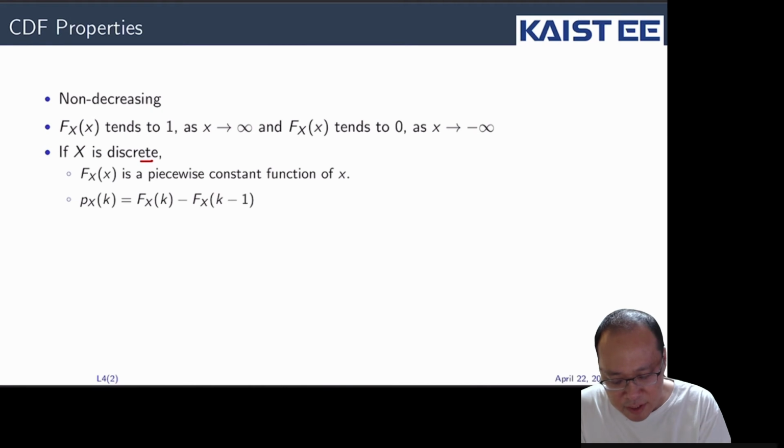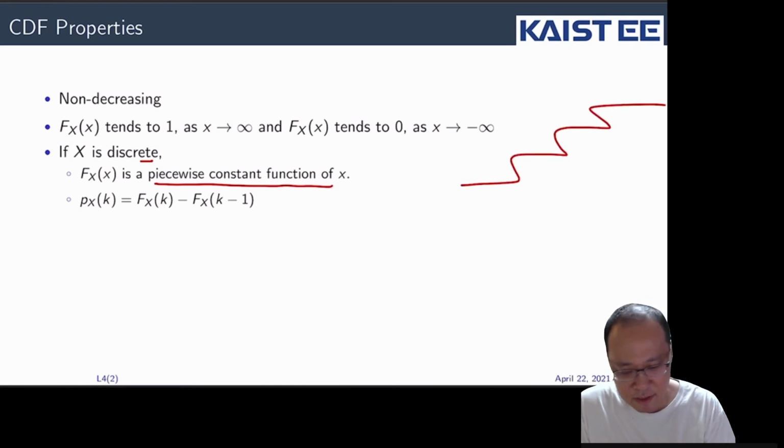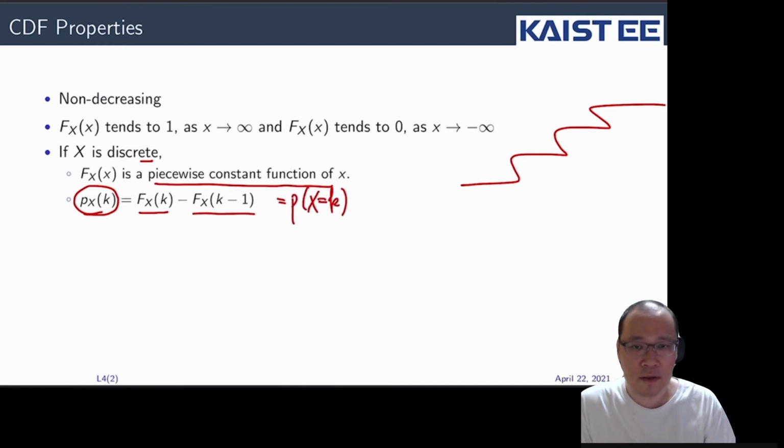If x is discrete, then the CDF is a piecewise constant function of x, as we have looked at, like this. And the PMF can be obtained by F_X(k) minus F_X(k minus 1), and that is the probability that X is equal to k. So once we know the CDF, then we can compute the PMF. Knowledge of the PMF is equal to the knowledge of the CDF, and that's why the CDF is a more general concept.